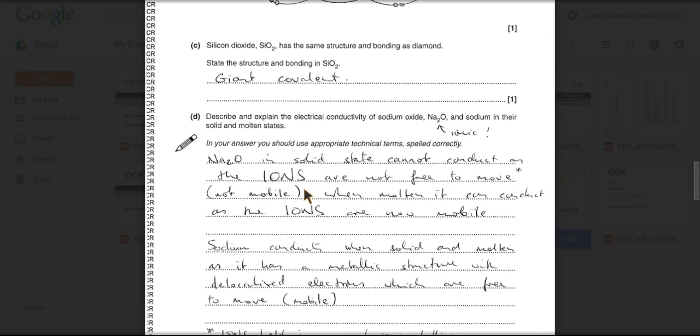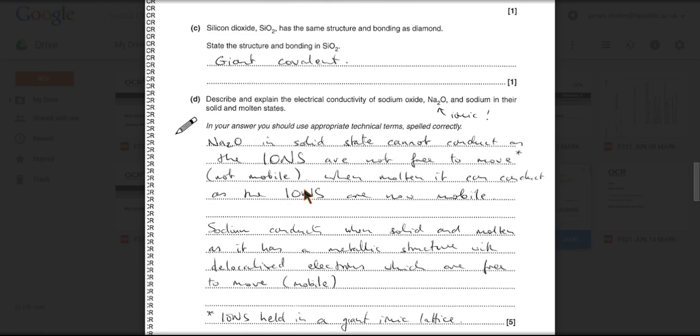However, when it's molten, it can conduct electricity because the ions are now mobile. I hope I've made that point.